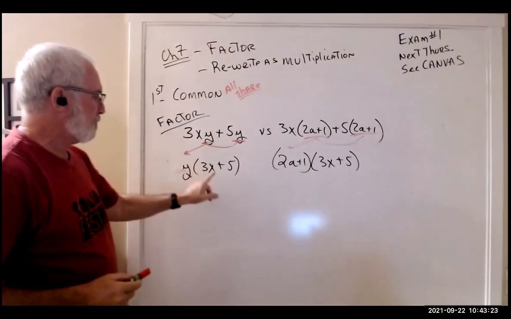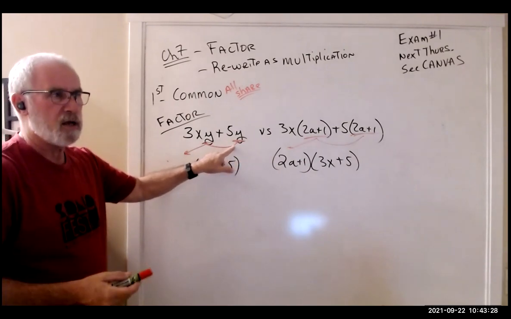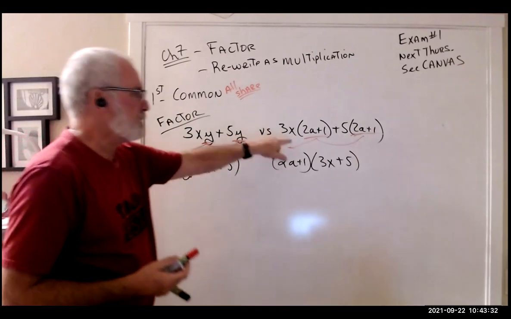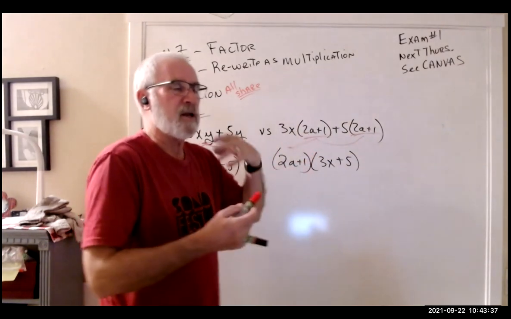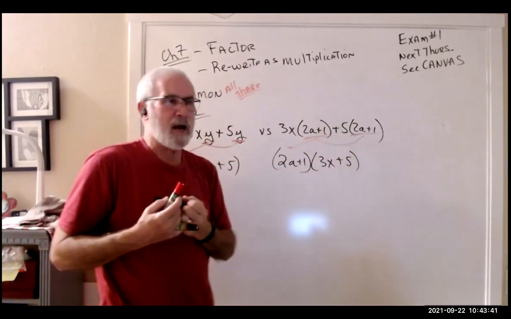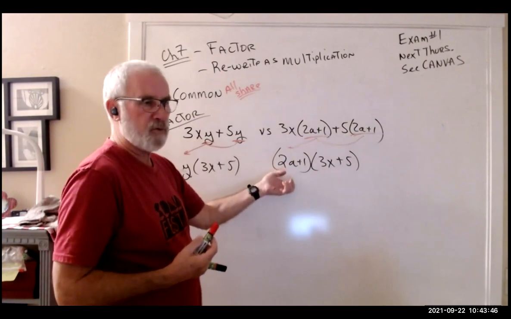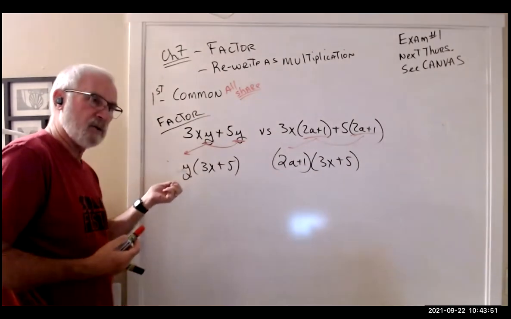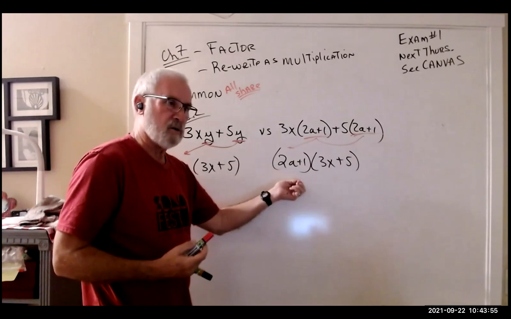So in this problem, they had the common monomial. They just had y. Y in common, we pulled it out front. This problem, they had a common binomial. But it doesn't matter. They had it in common. So whatever they had in common, no matter how ugly it is, we pull the thing that's common out front. It doesn't have to be a nice, pretty single letter or single number. It could be a binomial.